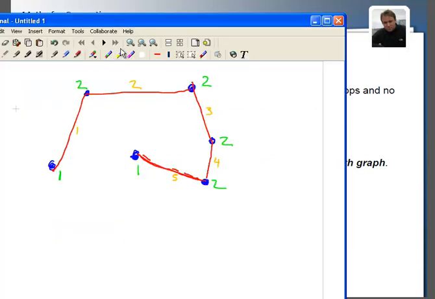So let's see how many vertices we have here. This is vertex A, this is vertex B, this is vertex C, D, E, and F. So that's 6 vertices, and we have 5 edges, 1, 2, 3, 4, 5.